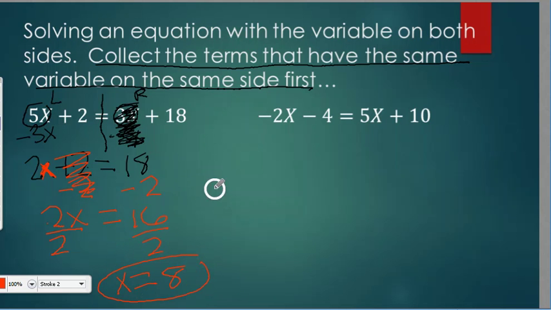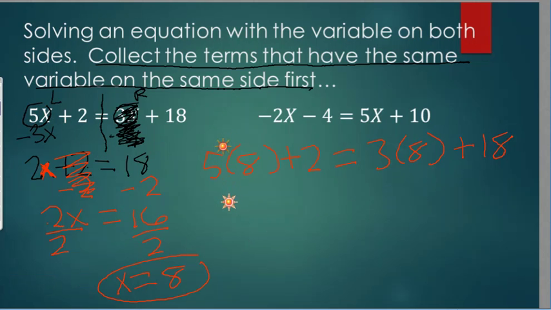And whenever we're solving an equation, we always want to make sure that our solution really does give us a true statement. We want to make sure that when we plug in 8 for the x, that it makes the equation true. So let's check that really quick. 5 times 8 is 40. 40 plus 2 is 42. And then on the right side, 3 times 8 is 24. 24 plus 18 is also 42. 42 does equal 42. So 8 is our solution.